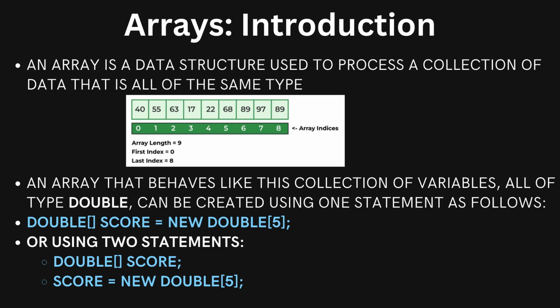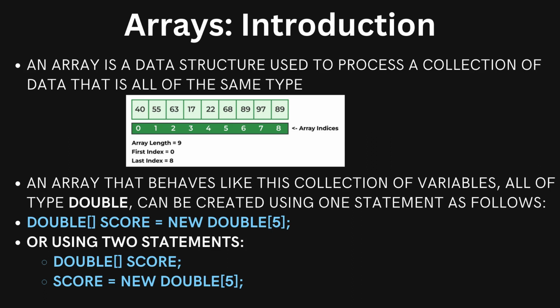But so an array is a data structure used to process a collection of data that is all of the same type. So here we have a visualization of what an array is. We have the following integer values organized sequentially: 40, 55, 63, 17, 22, 68, 89, 97, and 89. And these sequentially organized numbers correspond to indices within this array.